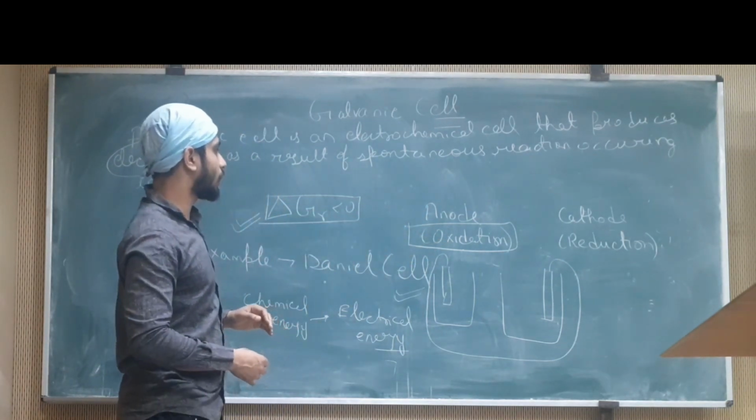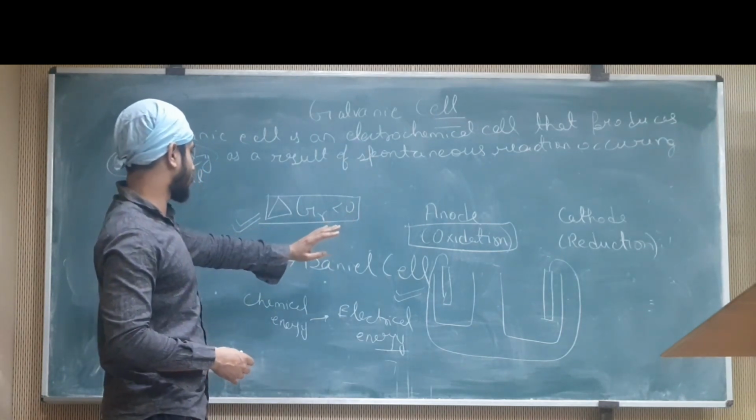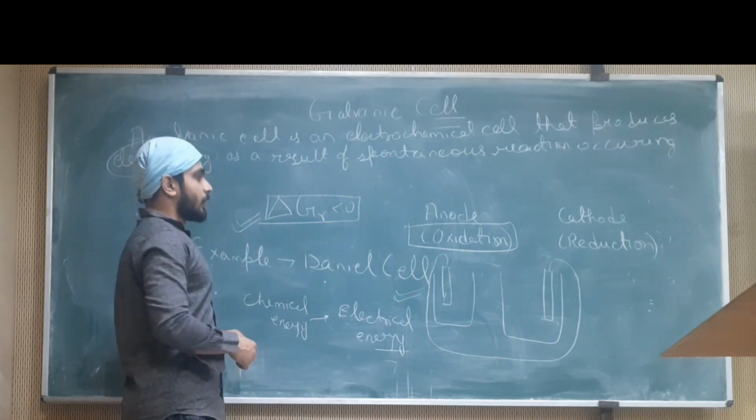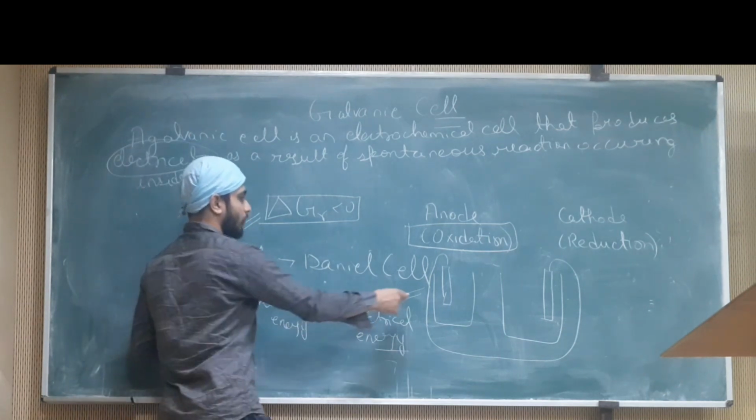So in the anode part, the loss of electrons is there, so oxidation happens, and in the cathode part reduction happens, as the electrons are received. So this is the diagram, anode and cathode.